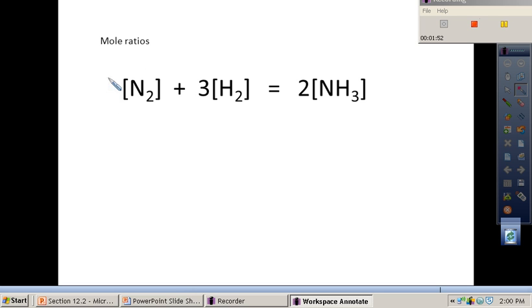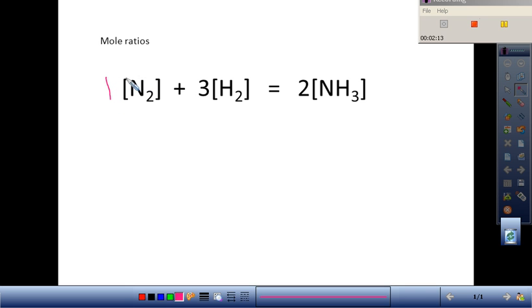And remember, we said yesterday, there's obviously a 1 in front of here. I like to bracket the chemical formulas just to separate from the coefficients. And a mole ratio is just putting the word mole in between there. So if I want to write a ratio of nitrogen to hydrogen, well, I have a 1 in front of here, so that means I have 1 mole of nitrogen for every 3 moles of hydrogen.